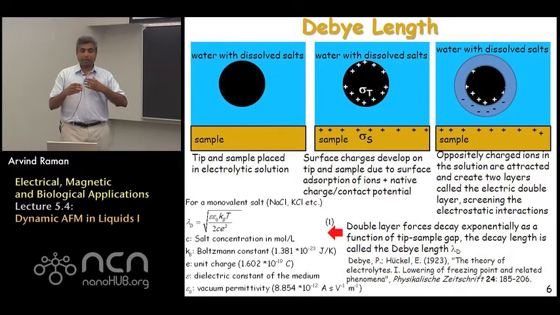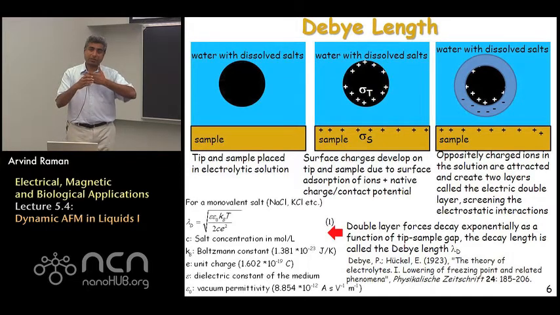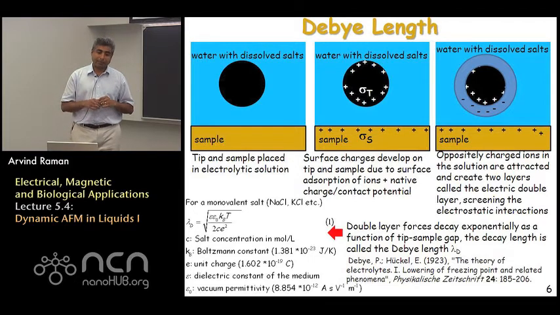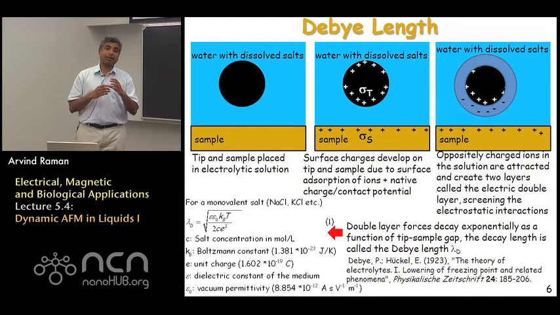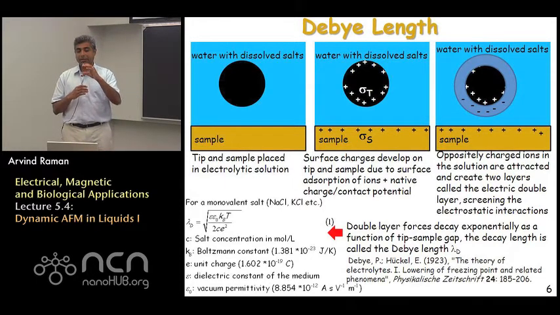And as you can imagine, it's not going to be a single layer of charge that's attracted. There's going to be a cloud of charges that gets attracted on both the surface of the tip and the sample. And what these do is they create what's called an electric double layer. What this means is there's a cloud of oppositely charged ions that surround the tip, another cloud that sits on the surface. Now, what happens when you move the tip close to the surface is these two electric double layers start interacting with each other.